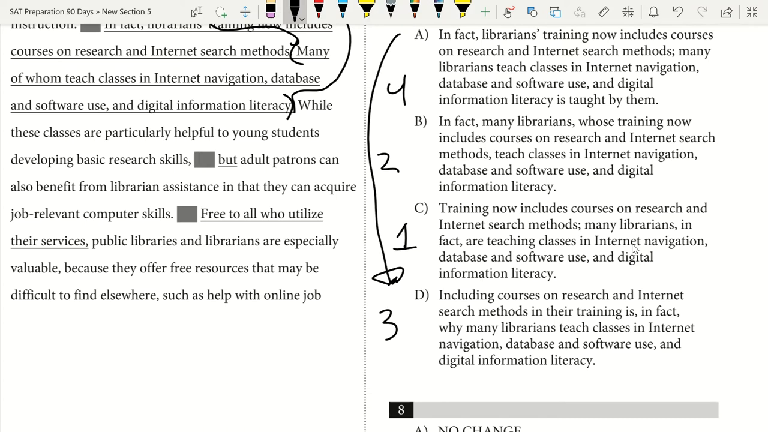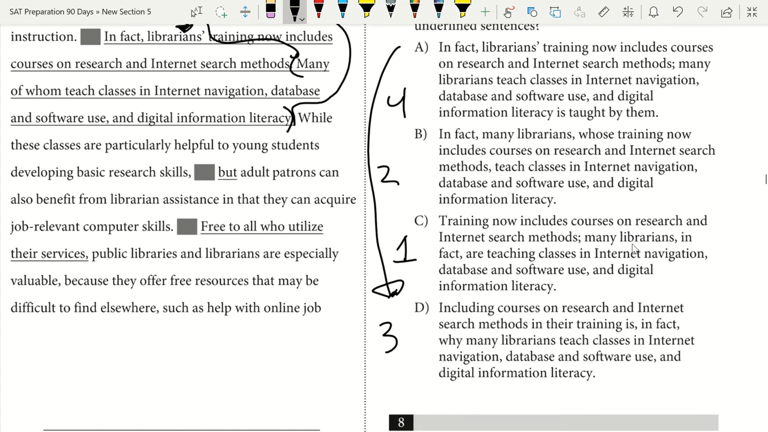Okay, so C: "training now includes courses on research and internet search methods," and then I have a semicolon. "Many librarians, in fact, are teaching classes." Okay, that's out of order. I want to talk about how we have librarians who are teaching these classes, but I need that training to be applied to the librarians. In this case, in C, that training isn't showing that it's the librarians receiving that training. We just say training includes courses on research and internet search methods. But who is getting that training? We don't know. So that's unclear. So that's why that one's wrong.